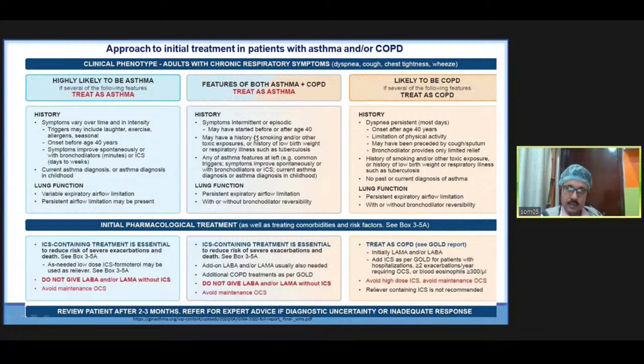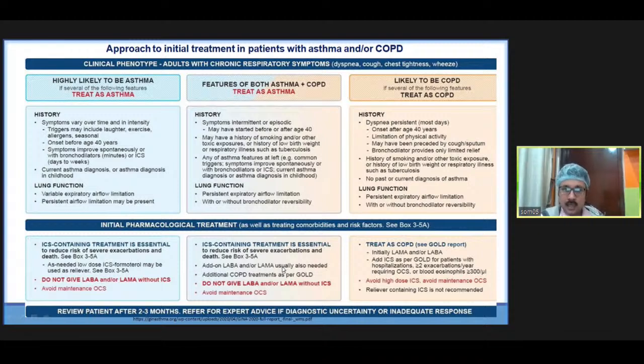In this patient with asthma COPD overlap, do not treat as COPD only. Treat as asthma. Treatment is principally like asthma. So inhaled corticosteroid also plays a very important role here. Continuing ICS treatment is essential. So as in an asthma patient, in an asthma COPD patient also, ICS is very important for the treatment.